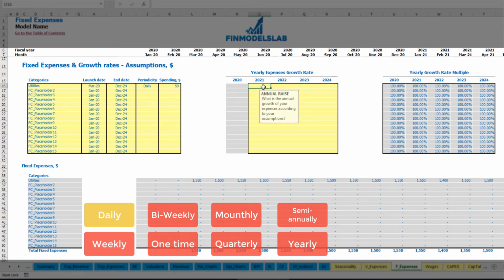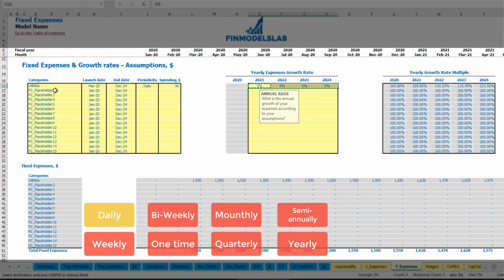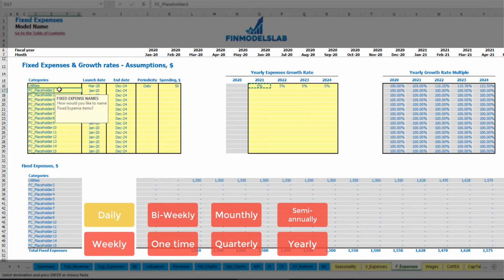Also you have the ability to input some growth rate year over year. Once you input this growth rate, you will see that your utilities will grow over the years. Let me give you a couple of other expense types. For example, advertising.